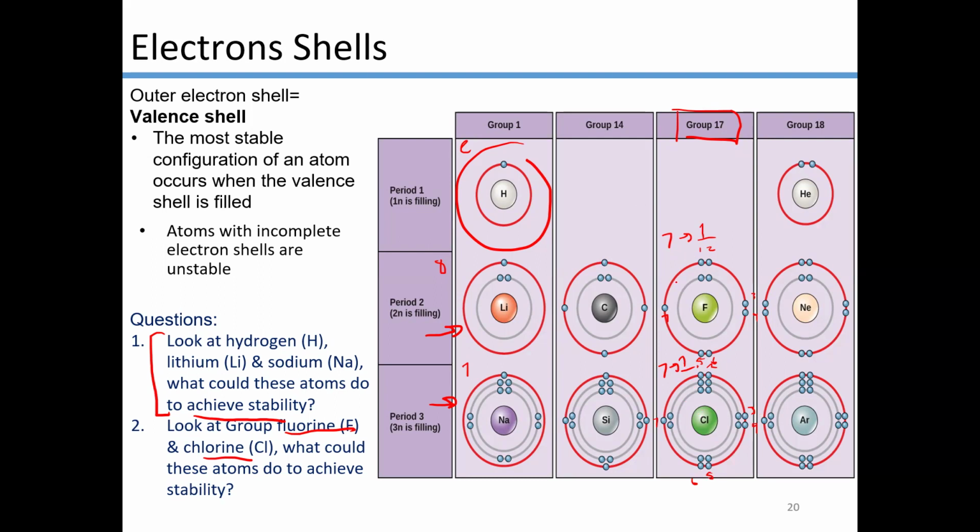I'm sure you can connect the two: in order to maintain the stability, this one can share or donate to this one. So that's one way we can achieve that stability for these atoms.